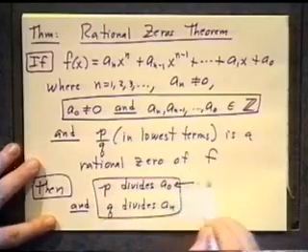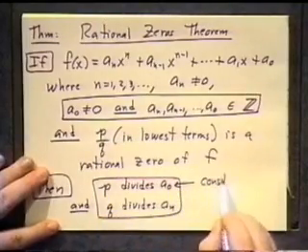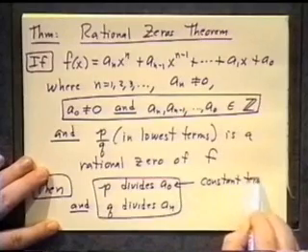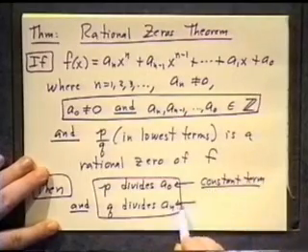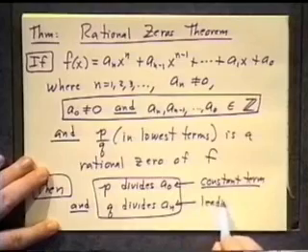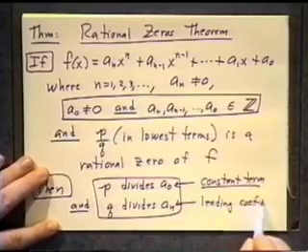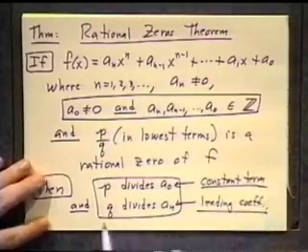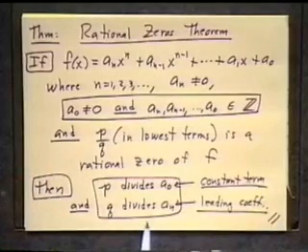Let me write that again. A sub 0 is the constant term. That's what the top needs to divide. And a sub n is the leading coefficient. That's what the bottom needs to divide. So we can use this theorem, which I will not prove in general.